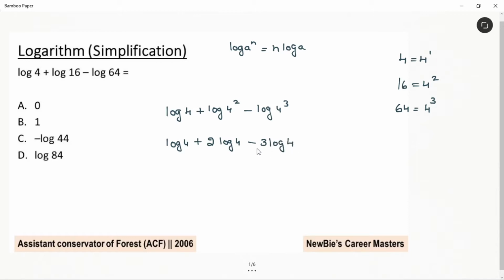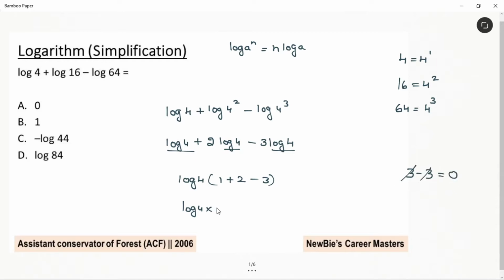After this, I think you can do it, correct? Check it once. See here, log 4 is there, log 4, log 4. Everywhere we have log 4. So just take it common. Simple. I'm taking log 4 common. Then what are we left with here? Yes, 1 plus 2 minus 3. Then log 4 into the bracket, correct? What is this value? 1 plus 2 is 3, and then we have minus 3 along with that, so this gets cancelled. Then we are left with 0.